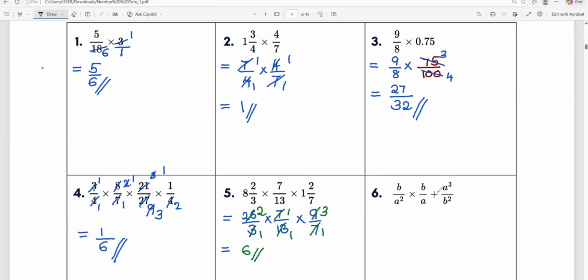Question number 6. Change this into multiplication and do. We haven't done addition. We can cancel off one of the b terms here with this. The other b term also cancels with this one. One of the a terms can cancel here. Then it's a to the power 2. Then a to the power 2 and a to the power 2 also get cancelled. Answer is not 0. Answer is 1.